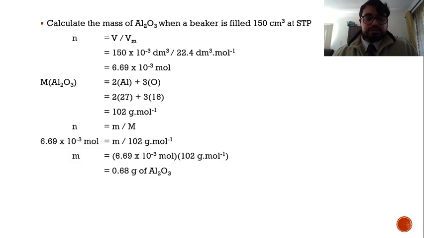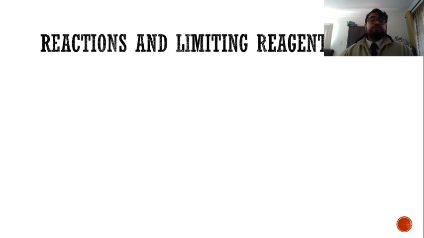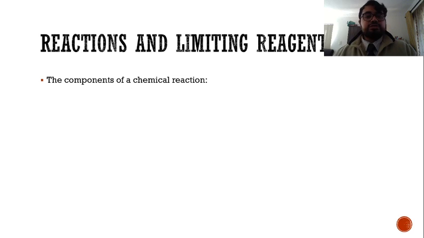Okay, so let's move on. Our next segment of this lesson is looking at reactions and limiting reagents. Now, from grade 9, we would have known that a chemical reaction consists of reactants and products, or reagents and products, where we mix two reagents and we get a single product or many products. And that is the basis of any chemical equation.